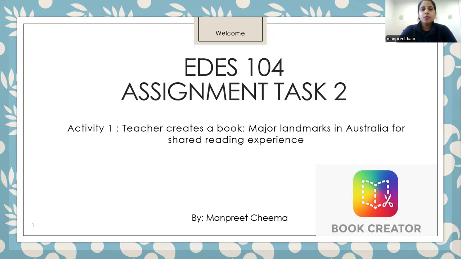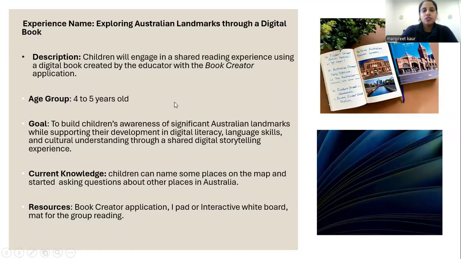Teacher creates a book on major landmarks in Australia for a shared reading experience. Age group is 4 to 5 years old. The goal is to build children's awareness of significant Australian landmarks while supporting their development in digital literacy, language skills, and cultural understanding through shared digital storytelling. Current knowledge: children can name some places on the map and have started asking questions about other places in Australia. Resources: Book Creator application, iPad, or interactive whiteboard.